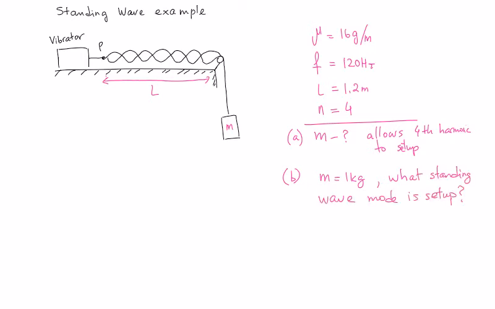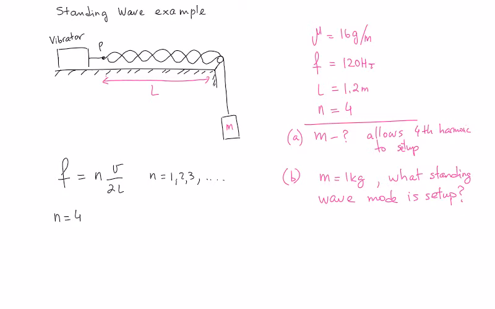To start solving this problem, let's see what we know about harmonics, especially the frequencies. The harmonic frequency equals n times v over 2L, where n equals 1, 2, 3, 4, and so on. In my case, I know n equals 4. Now let's devise a plan. How are we going to find the mass from here?